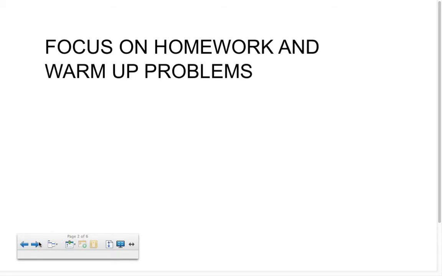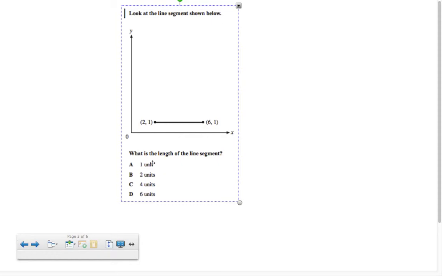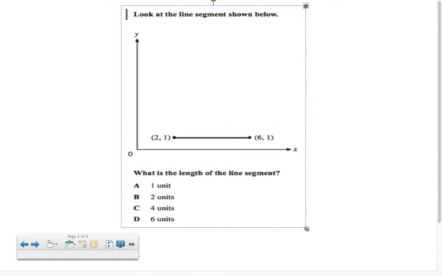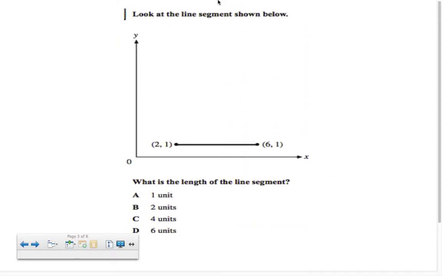We're focusing on homework and warm-up problems. The first of which is this one right here. You'll see this question asking you to look at the line segment shown below, and you see it has two ordered pairs, (2, 1) and (6, 1), and they're connected by a line. The question is, what is the length of the line? Now, your first instinct might be to count, but there's nothing really here to count. There's no lines going up and down. There's no boxes or anything like that.